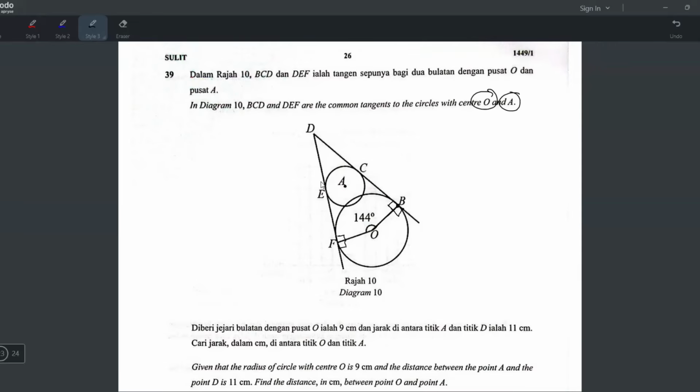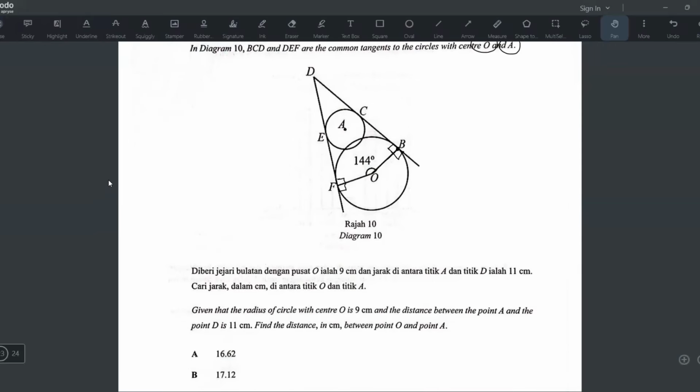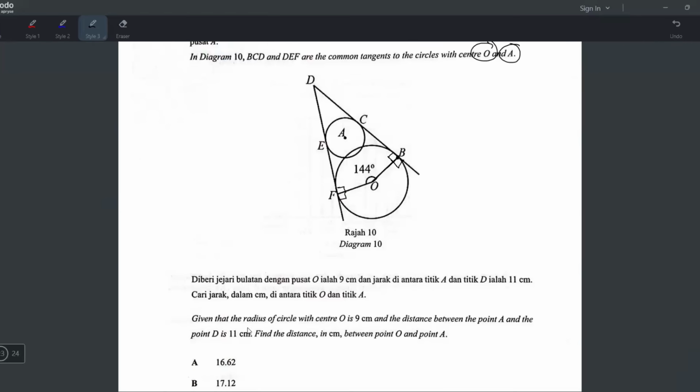Okay, but they never draw that line, so let's not draw it first. Okay, given that the radius of circle center O is 9 cm. Center O, or this one. So 9 cm here, 9 cm here, because OB, OF are radii. Okay, the distance between point A and D is 11. Oh my god, A and D is 11.